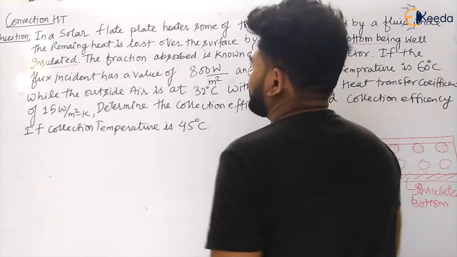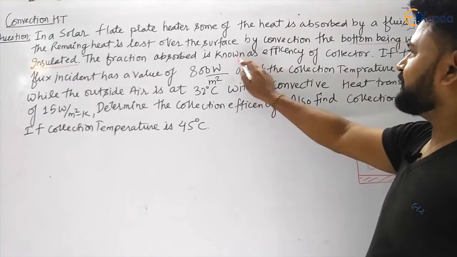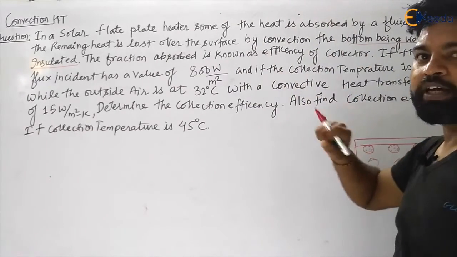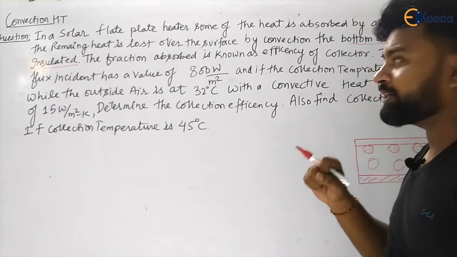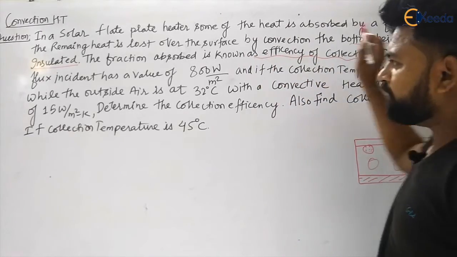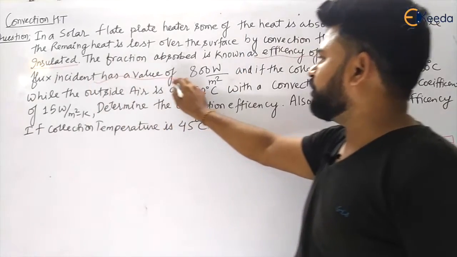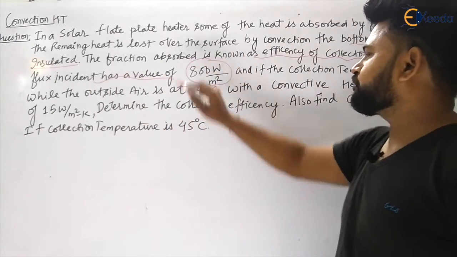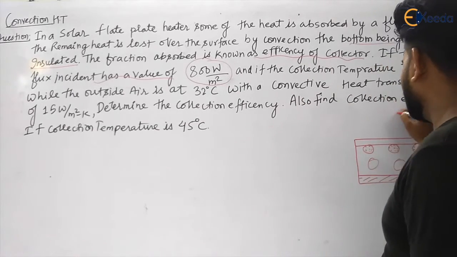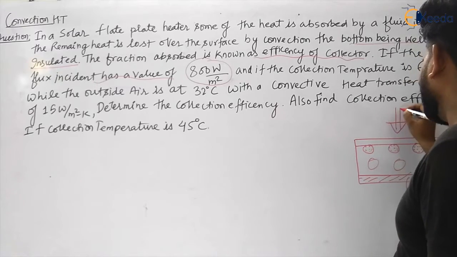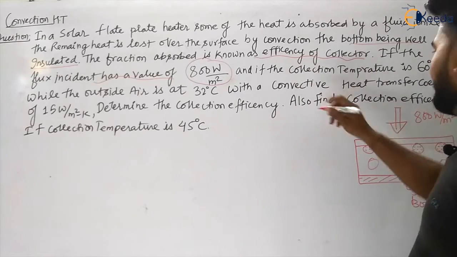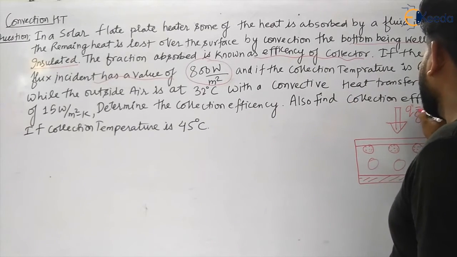Now the fraction absorbed is known as the efficiency of the collector, because in the solar plate heater some of the heat is absorbed. So the fraction of heat absorbed by the collector is called the efficiency of the collector. If the flux incident has a value of 800 watt per meter square, so there is some heat which is incident on it, and flux is represented by Q.